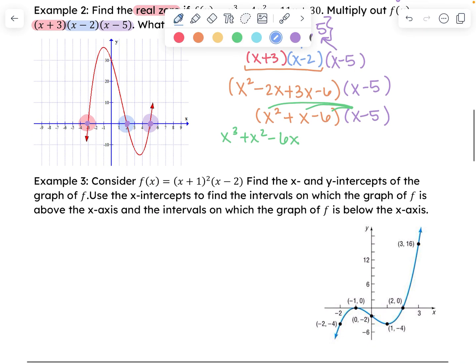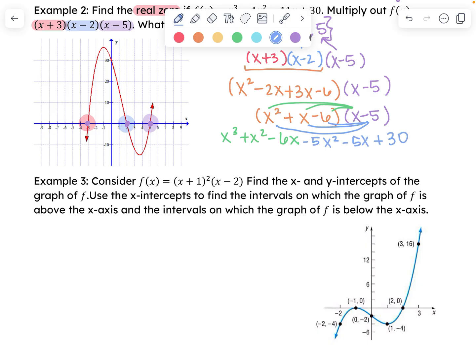And I've got to take the negative 5 and multiply it times everything in this parentheses. So negative 5x squared minus 5x and plus 30. From here, I can combine like terms. I only have 1 x cubed term, so I don't have anything to combine that with. I do have an x squared here and a minus 5x squared, so that's going to give me a negative 4x squared.